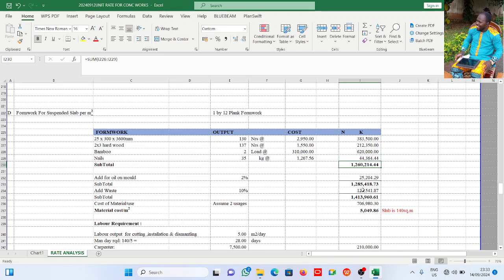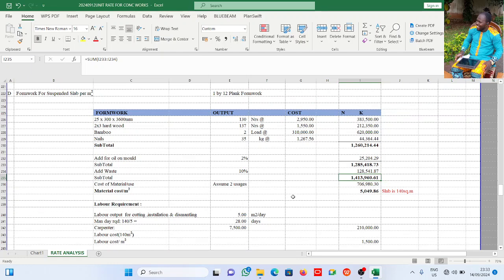But before you put a plank, you need to add oil. If you don't add oil, you begin to see marks. The plank will also be difficult to remove from the concrete, so we need to add oil for mold. Let's say 2%. All right, so if we do that, this is what we are going to have. Then we add waste, because definitely you're going to be having waste, say 10%. All right, so this gives me that. So I have the total to be this.